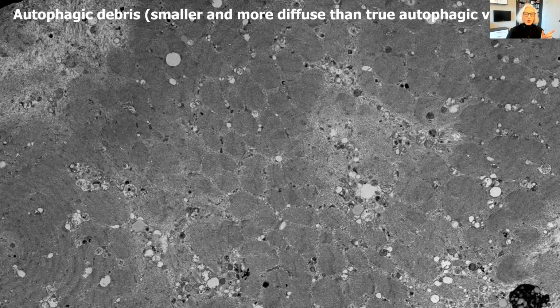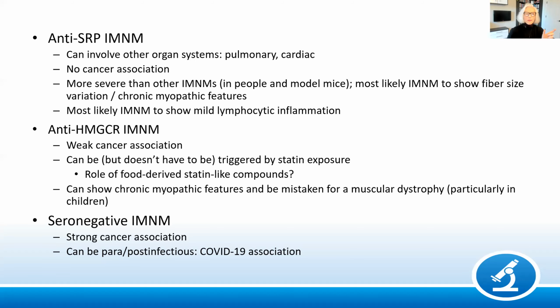Here is the EM correlate to this. Instead of large, well-developed autophagic vacuoles, you're seeing these small accumulations of autophagosomes and autophagic debris. And so this is the correlate to these fine LC3 and P62 positive puncta that you can see by immunohistochemistry.